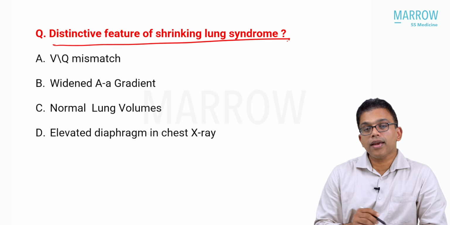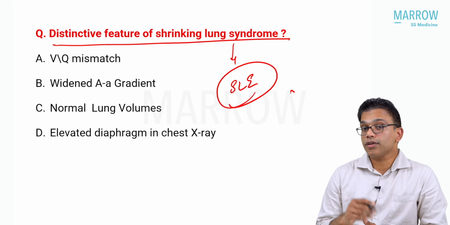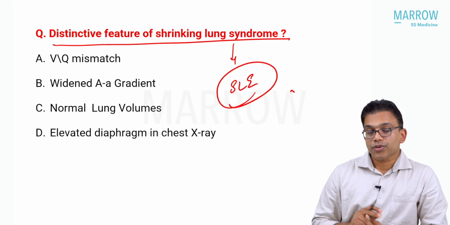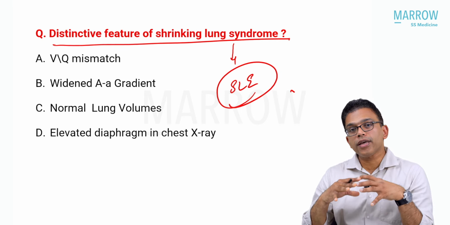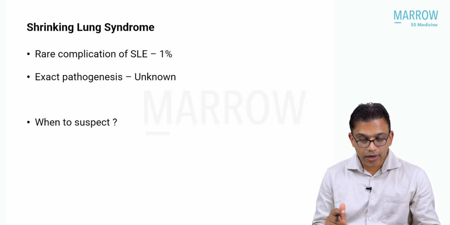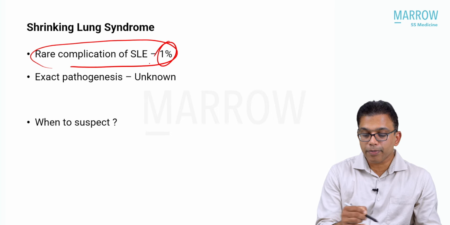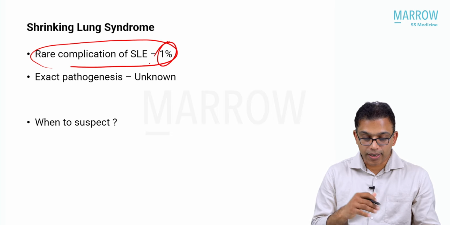Distinctive feature of shrinking lung syndrome. Again, as I told you, this is a manifestation of SLE. It's not that common. The shrinking lung syndrome is basically due to the diaphragmatic involvement. The characteristic is that it's a rare complication of SLE, with only 1% prevalence in SLE patients.